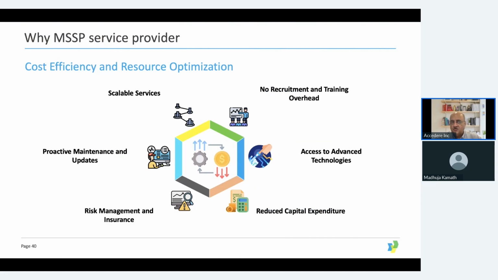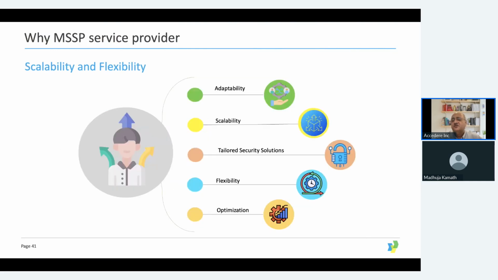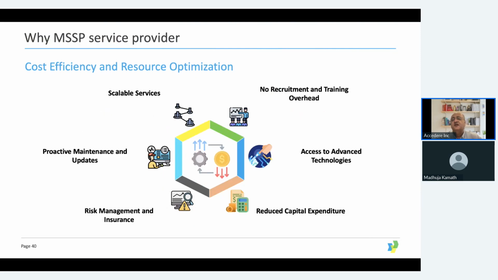Of course, there's more cost efficiency in outsourcing this activity to an entity like us, because we offer scalable services, proactive maintenance for the tools, and risk management and insurance for our environment. You don't have any recruitment and overhead training costs. You may not have access to advanced technologies. And of course, it's an OPEX model. You don't have to spend so much capital expenditure on building a SOC, maintaining a SOC, training those people, and facing those advanced persistent threats and all those challenges that we just discussed in the above slides.